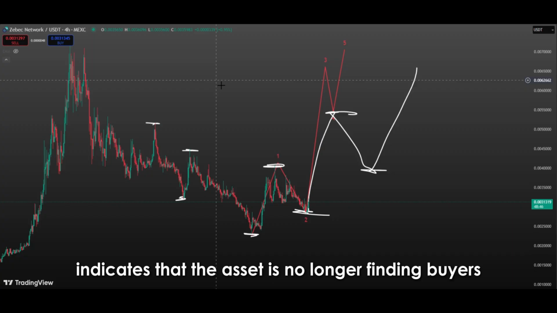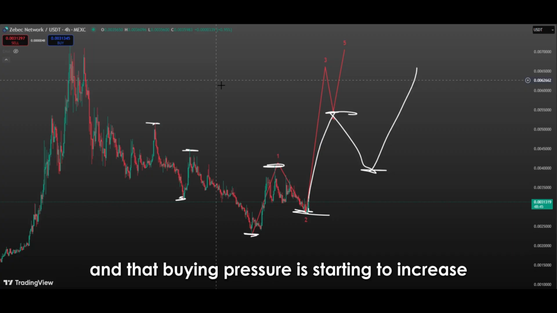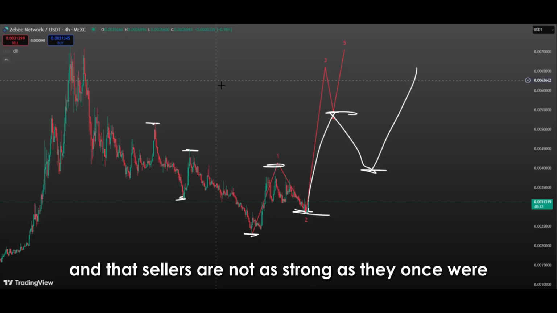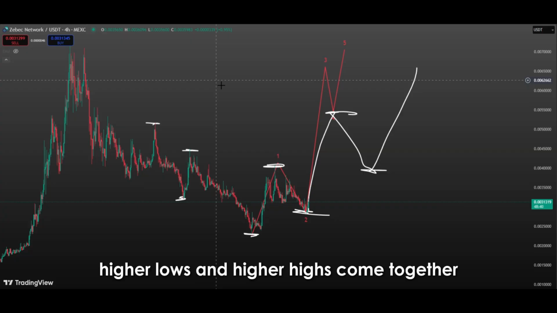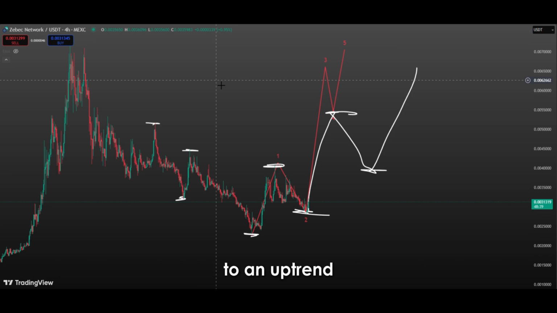A higher low indicates that the asset is no longer finding buyers at lower levels, and that buying pressure is starting to increase. Similarly, higher highs show that the price can reach new peaks despite selling pressure, and that sellers are not as strong as they once were at previous levels. When these two core structures, higher lows and higher highs, come together, it suggests that the market structure has shifted from a downtrend to an uptrend.